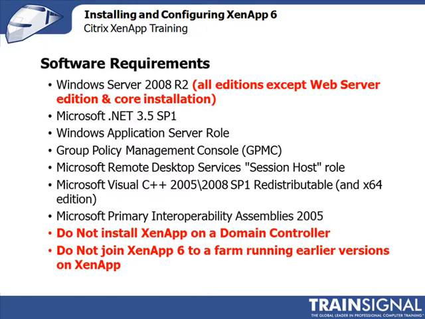So from a software requirements perspective, you have to note that with Windows Server 2008, R2 is the only supported 64-bit operating system at this point for XenApp 6. I'm sure moving forward, all future Windows Server versions, whatever they're going to be, will also support XenApp 6, but the takeaway here is that earlier versions will not support it. Now, from a Windows Server 2008 R2 perspective, all editions are supported with the exception of the Web Server edition, and also if you're doing a core installation of Windows Server 2008, that wouldn't be supported for XenApp 6.